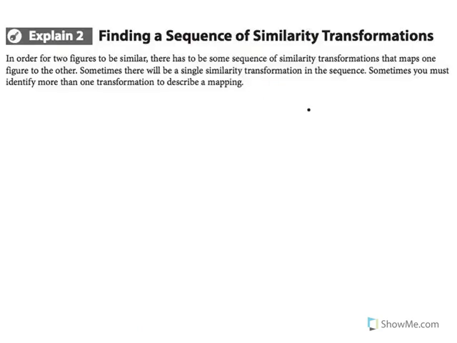Finding a sequence of similarity transformations. In order for two figures to be similar, there has to be some sequence of similarity transformations that maps one figure to the other. Sometimes there will be a single similarity transformation in the sequence. Sometimes you must identify more than one transformation to describe a mapping.